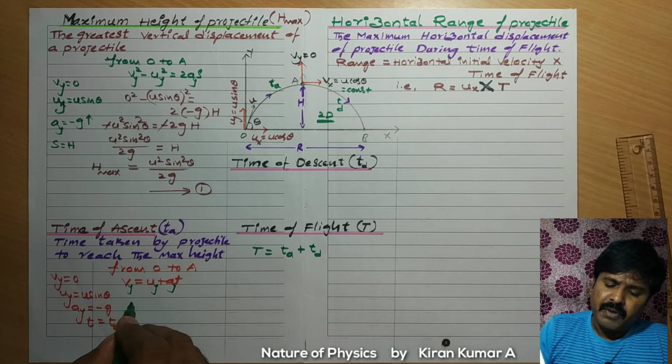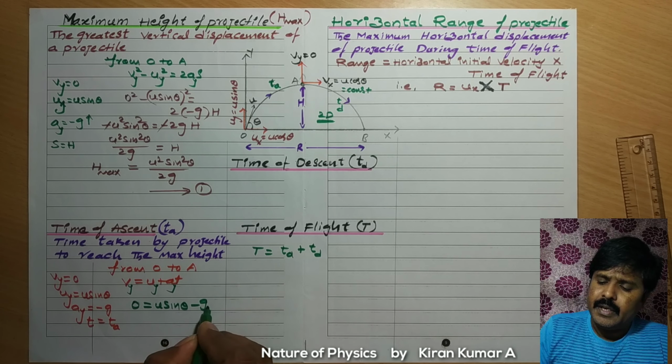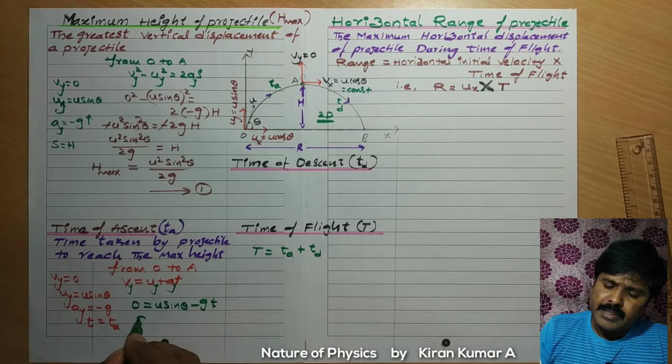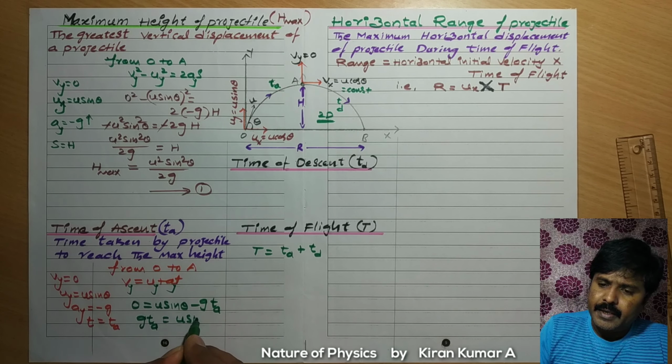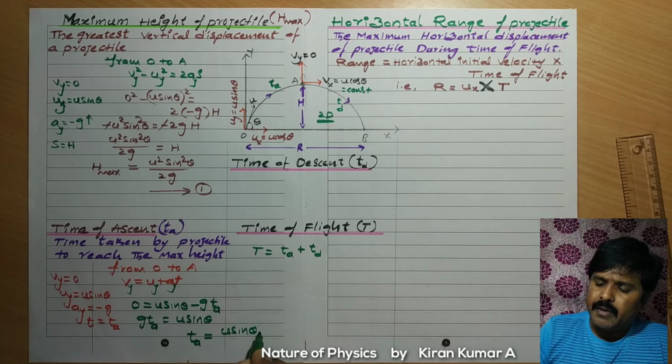Replacing the values, vy is equal to 0, which is equal to u sin theta minus gt, student. Now gt_a is equal to u sin theta. So now I got the time of ascent, t_a, which is equal to u sin theta divided by g. Now I can write this as equation number 2, student.